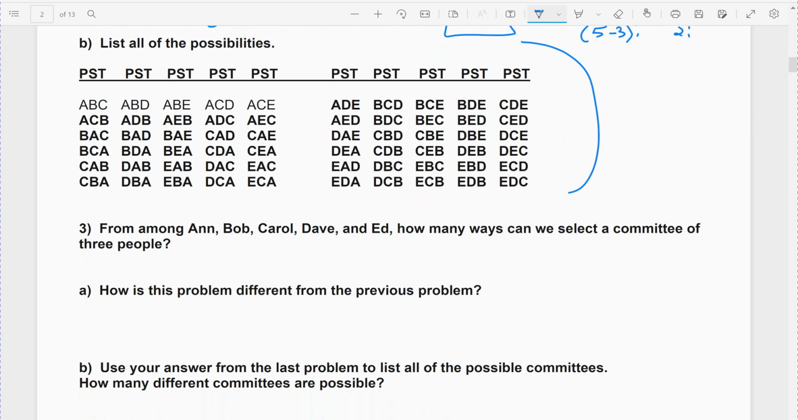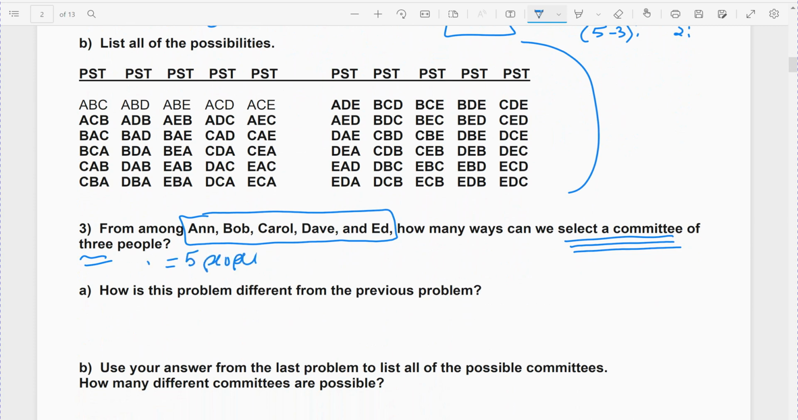All right, so the next question is, again, I have the same 5 people. All right, same 5 people. But this time, I just want to select a committee of 3. So I'm starting out with 5 people, which is still an N, and I'm going to pick 3, that's still R, for a committee, which is just a group of people, right? The committee.